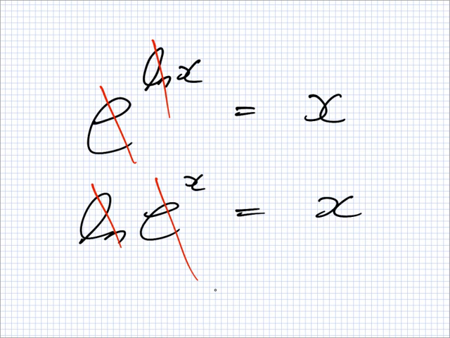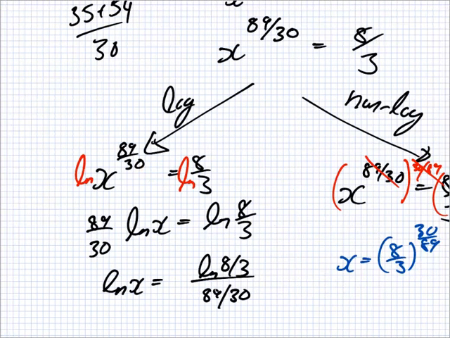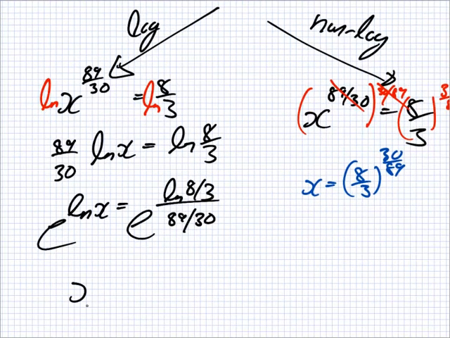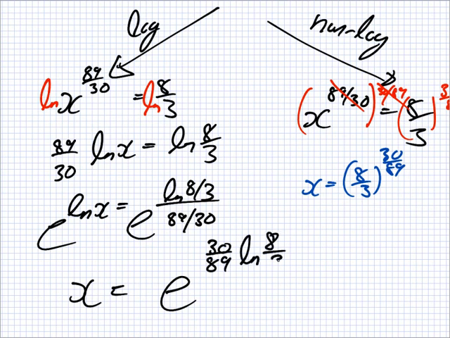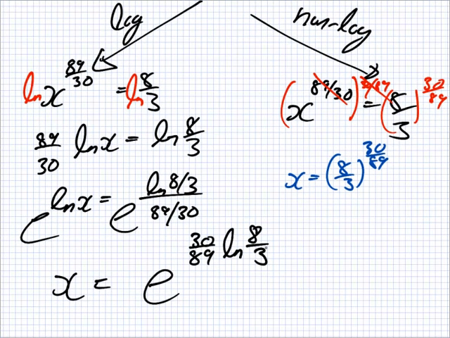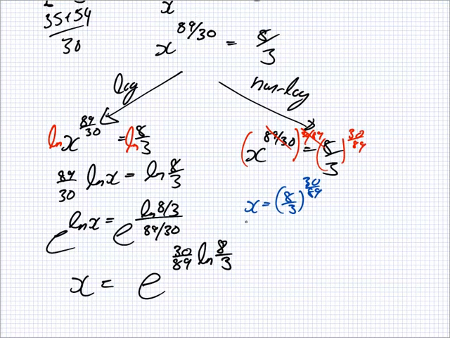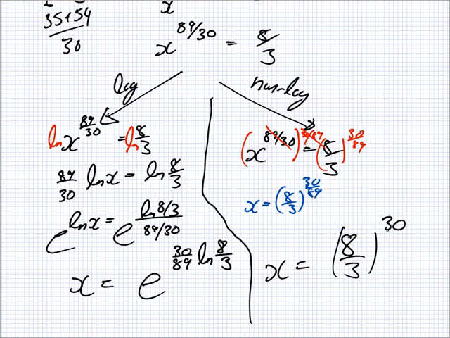So anyways, if I want to do the same thing here, I'll have to put an e and an e on both sides. So here you'll get x equals e power 30 over 89 log 8 over 3. And actually that will and should be the same as what you did on the right. You should get the same answer as typing in 8 over 3 power 30 over 89.